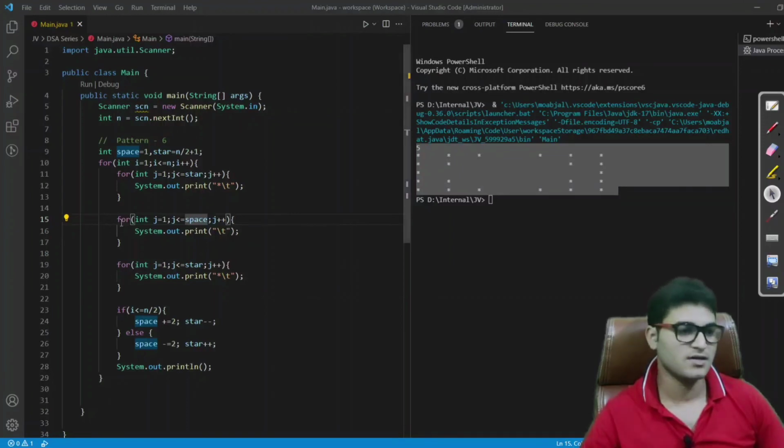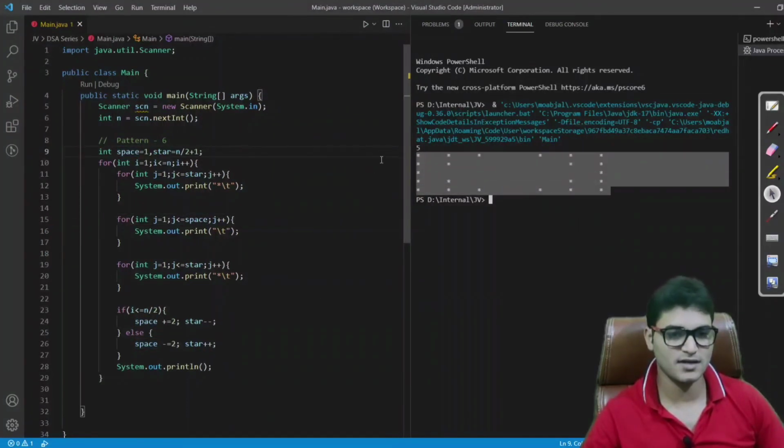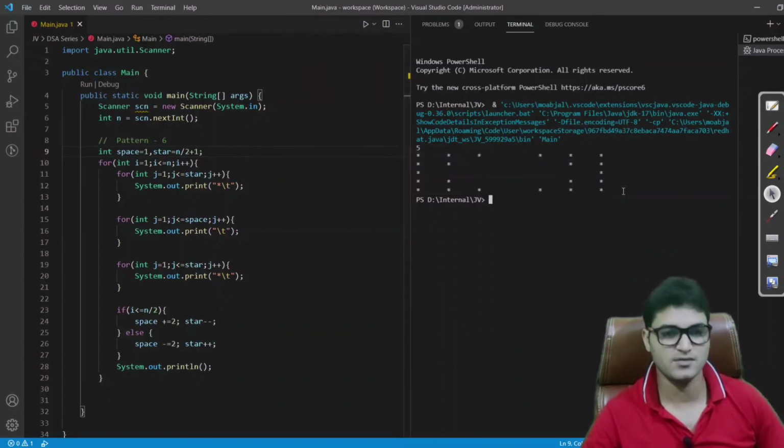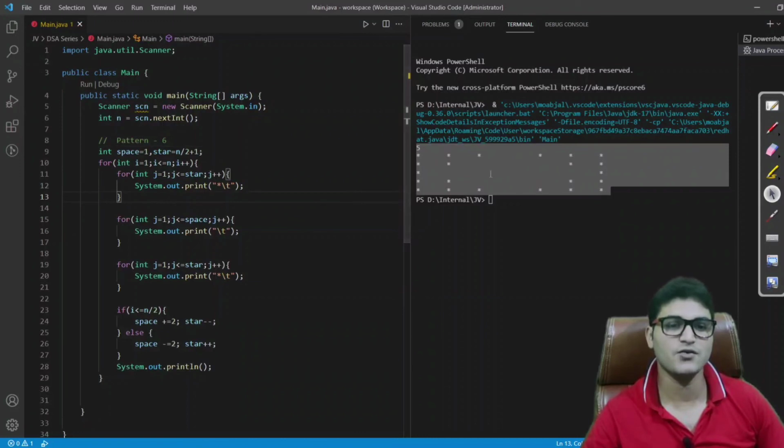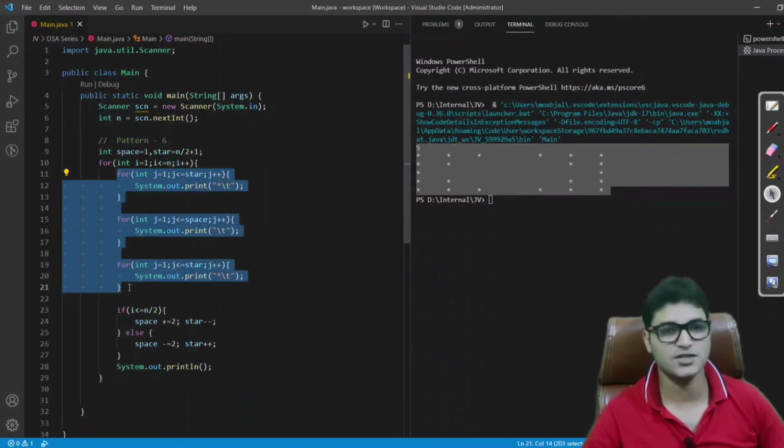It's a very simple logic, I think, because this pattern seems a little bit difficult to some students, but I don't think it is that difficult if you already know this trick: printing the number of spaces and printing the number of stars. So I don't think you should have any problem with that.